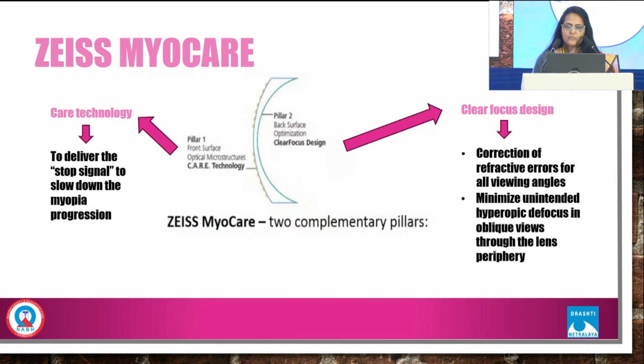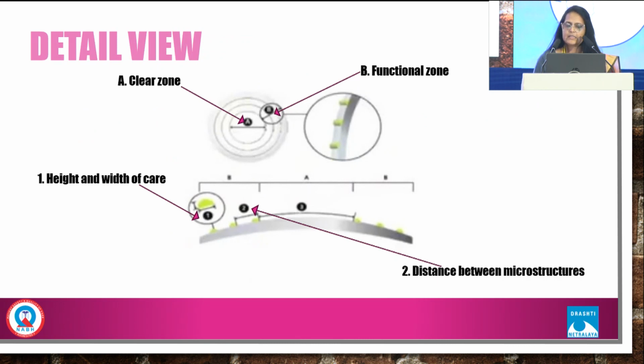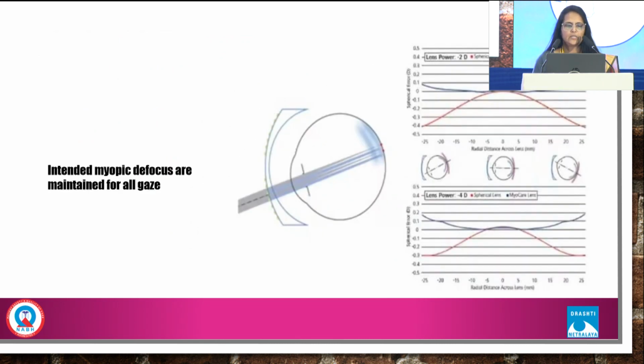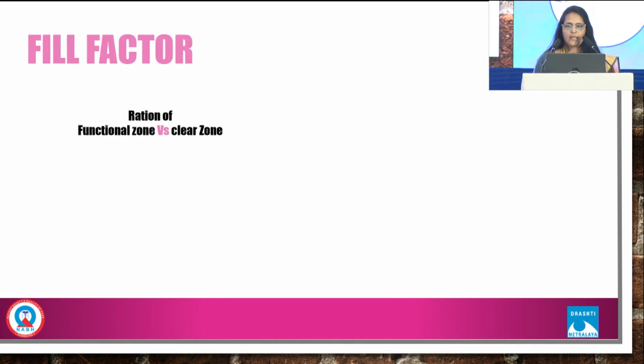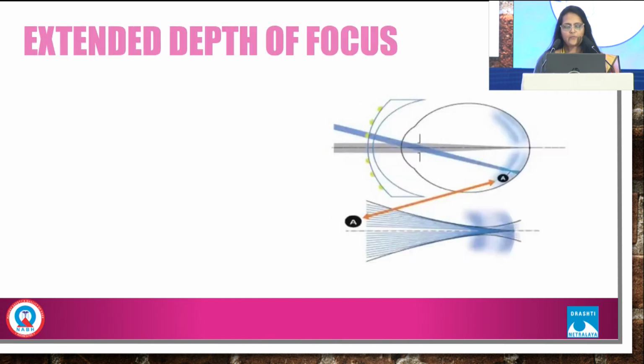This is the detail that has the clear zone, functional zone, height and width of the CARE, distance between microstructures and size of the clear zone. This is the intended myopic defocus, and usually it is good for maintaining clear vision in all gaze. Again, each lens has a fill factor, like functional zone versus clear zone. This Zeiss myopia lens has a 0.5 fill factor, and the optimum myopic defocus is plus 0.5 to plus 5.